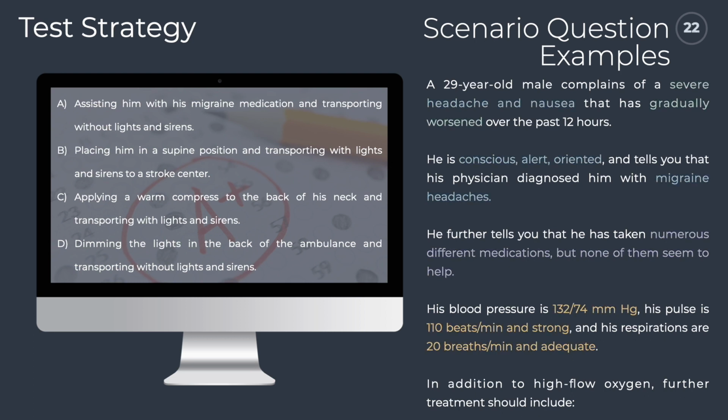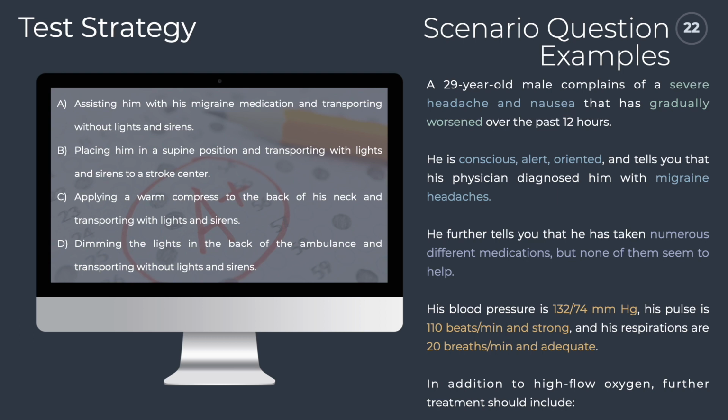This patient's chief complaint is headache and nausea, so because of this, it will be marked as primary information. Making severe and gradually worsening as keywords is important, as these words relay to us the importance of this complaint. We recognize that while the complaint has been getting worse over the past 12 hours, the patient is still conscious, alert, and oriented, so we have marked this as primary information. Subsequently, we have also identified the diagnosis of migraine headaches by the patient's doctor as primary information as well.